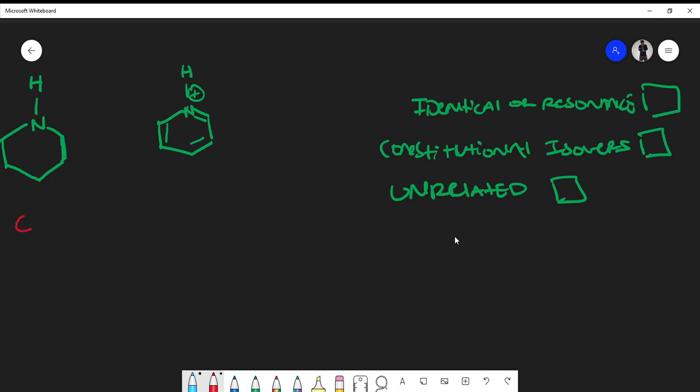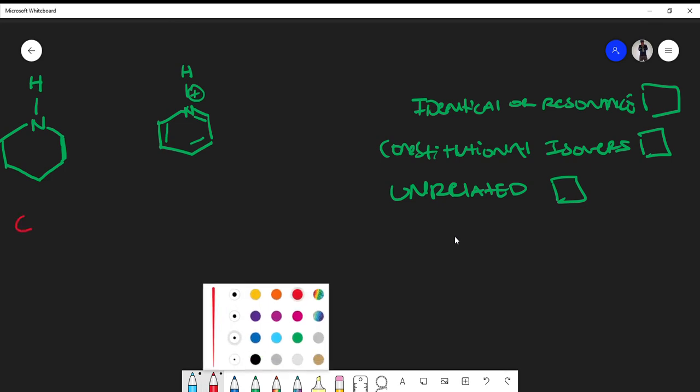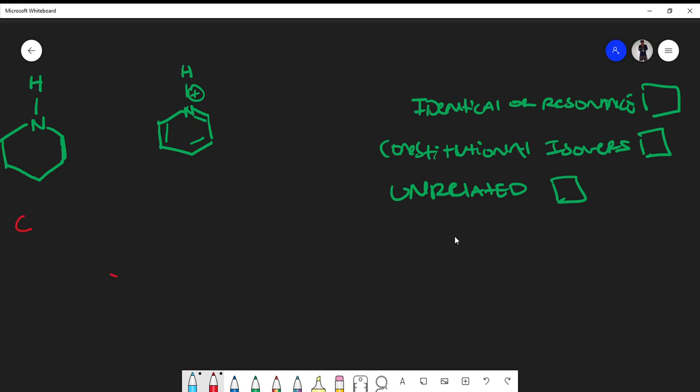So how many carbons do I have? I have 1, 2, 3, 4, 5. So this is C5. How many hydrogens do I have? We've got to get used to seeing this. There's 2 hydrogens here, 2 here, 2 here, 2 here, and 2 here. So that's 10 hydrogens, but I have 1 also here. So this is C5H11N.